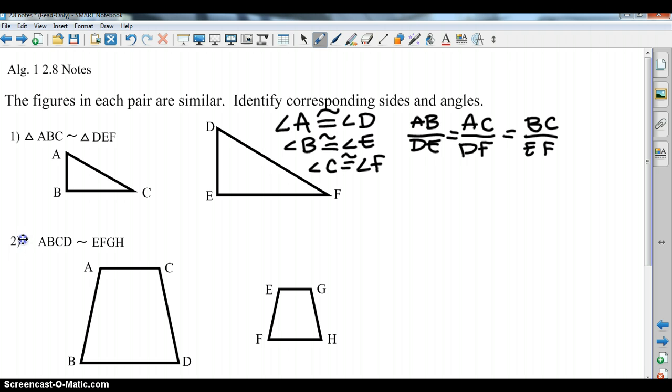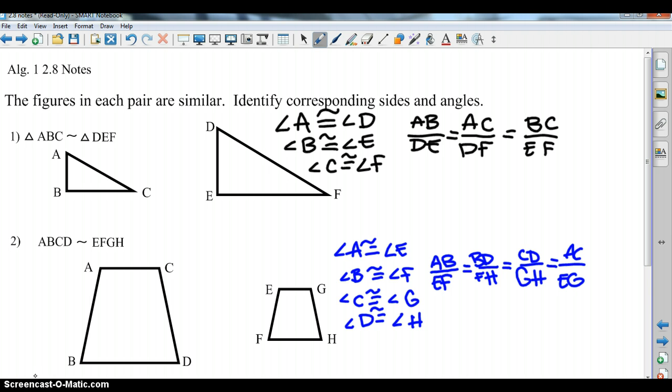I want you guys to do number 2 on your own, so pause it and then we'll come back and see if we get the same answers. Okay, I'm back, and you can look and see what I did. All we did is we saw that angle A right here is the same as angle E over here, and then B and F, and then C and G, and angle D and H are congruent to each other. And then for the sides, all we did, we saw AB is the same as EF, and then BD is the same as FH, and then CD is the same as GH, and AC is the same as EG. I hope you guys understood that. If not, we can answer more questions in class, or you guys can look at this a little bit more.